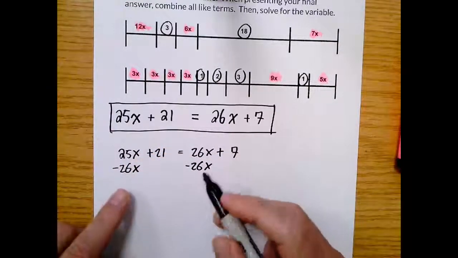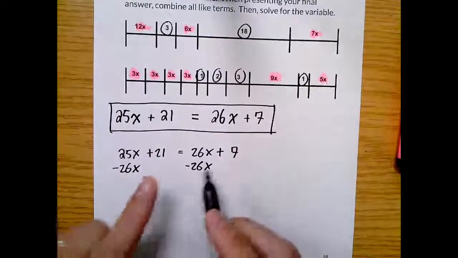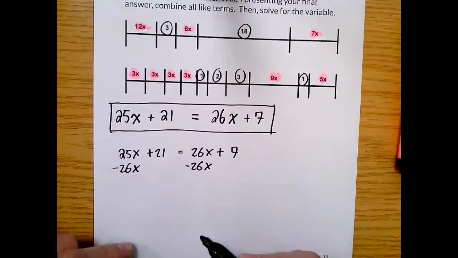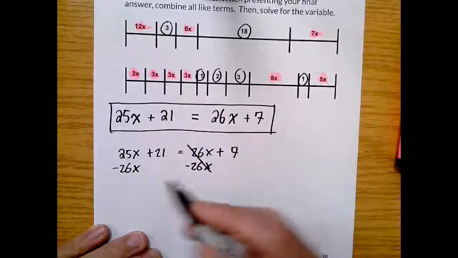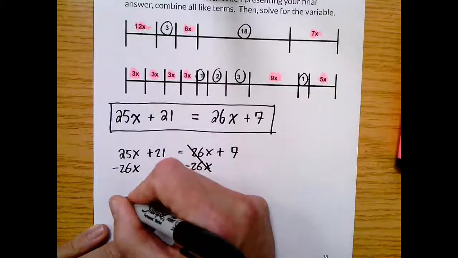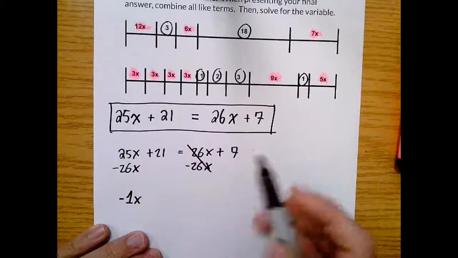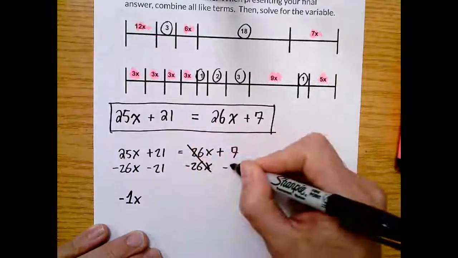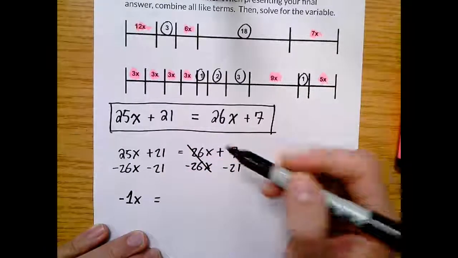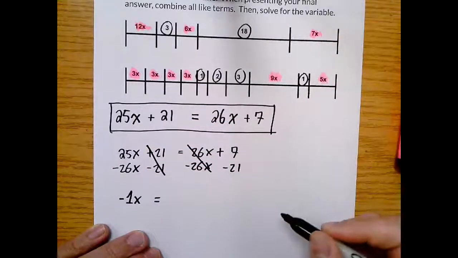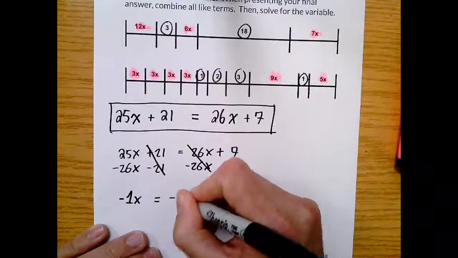This is just kind of the idea of balancing our equation. If I do it to one side, I have to do it to the other. In general, you can do whatever you want as long as you do it to each side equally. Keep it even Steven, or fair and square. So these will cancel. 26 minus 26 is 0. And 25x minus 26x is actually negative 1x. Coming over here, I want to get this constant over here. So I'm going to subtract 21 from both sides, and the equal sign can come down. But 21 minus 21, well, that goes away. And we have 7 minus 21. 7 minus 21 is negative 14.